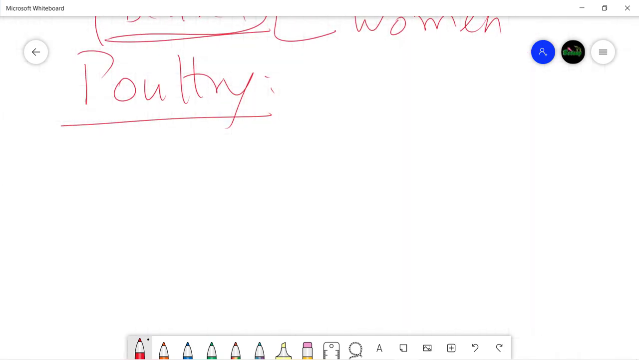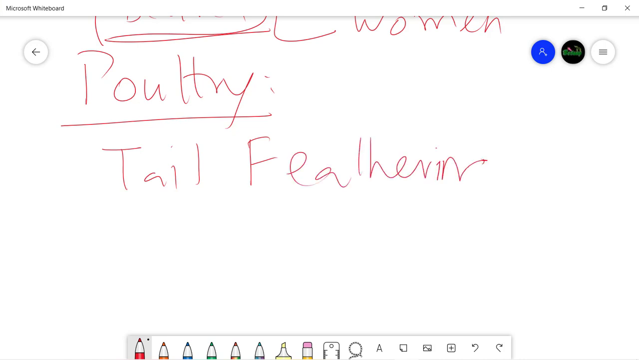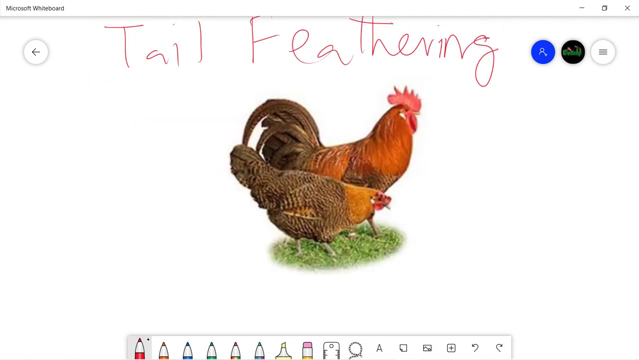Now, the hen and the cock, or the rooster or the male, their tail feathering is very characteristic. Tail feathers of these two individuals, that is hen and cock. So here is a simple image of a rooster, a cock, and a hen. As you can see, their tail feathers are totally different.